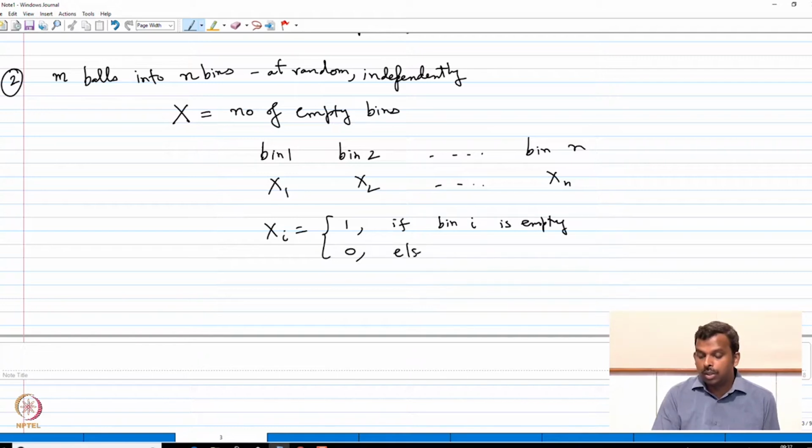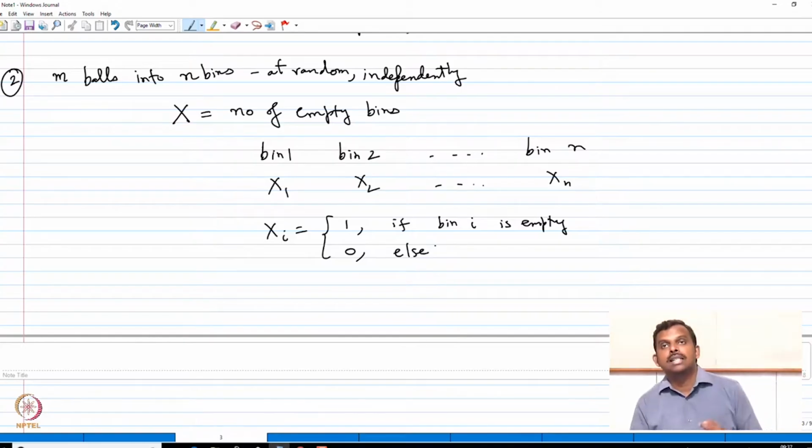It's going to be 0 otherwise. Okay, so xi is an indicator random variable. It takes the value 1 if the ith bin is empty. After you've thrown these m balls into n bins, you go look at the first bin. If the first bin is empty, you say that the x1 random variable is 1, otherwise it is 0. Okay, so that's what happens in this experiment. That's how this random variable xi is defined.